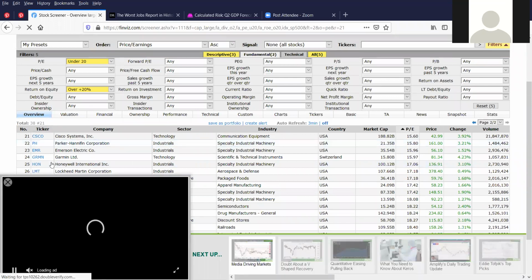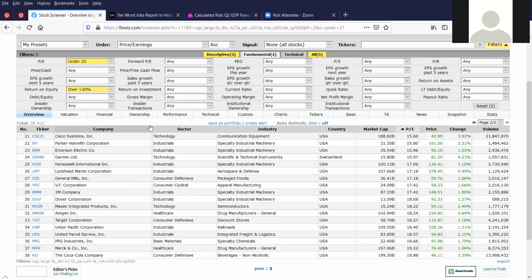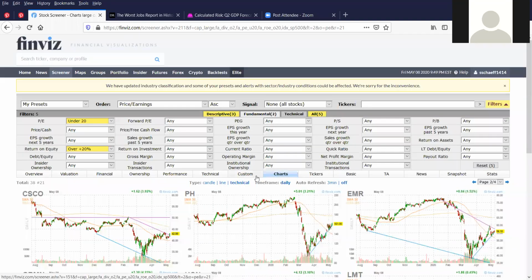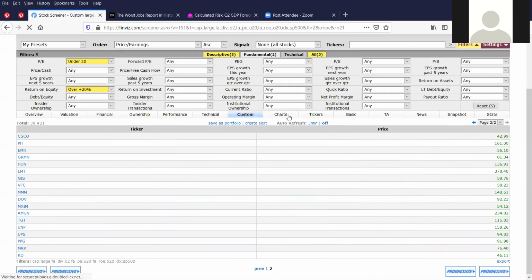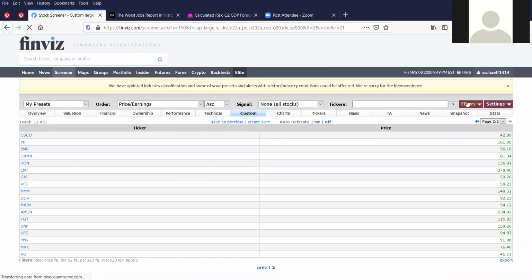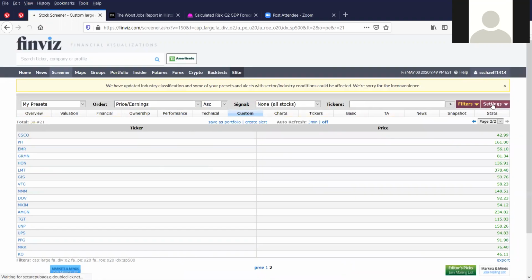So if you wanted to, you could even create a custom set of headings over here. I'm going to show you how to do that. We're going to click on custom, and then we're going to go to charts. So you can add a ticker, I believe. I'm going to click on settings. Yeah, there it is. Okay.